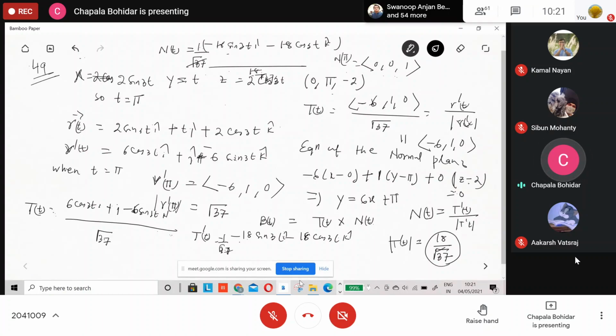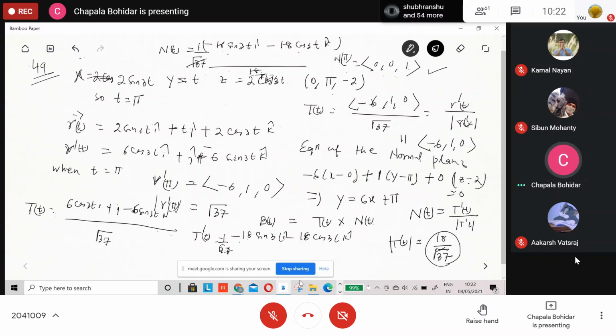So this 37 cancels out, and this 18 also cancels out. So we get only minus sin 3t i cap minus cos 3t k cap. By substituting the value pi, we get this one 0. We get this one is minus 1, so it is your plus 1. Is it okay or not? Tell me. It is okay? Yes, ma'am.